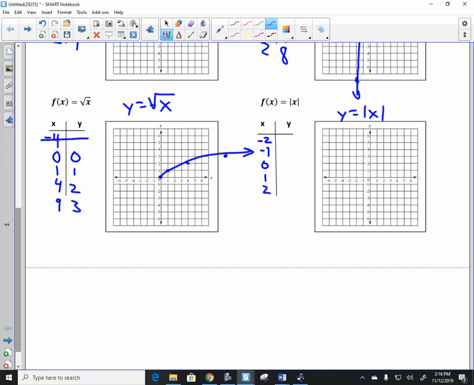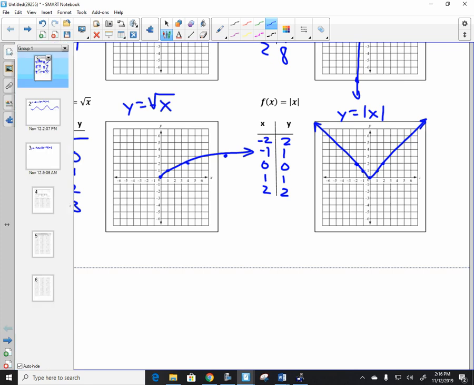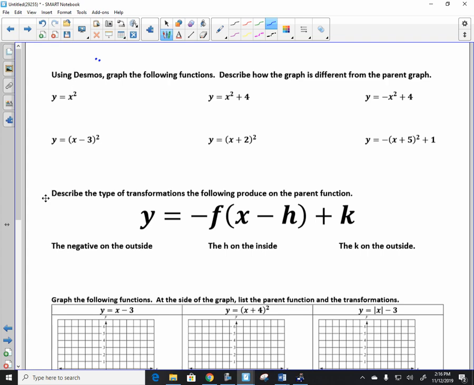The absolute value of -2 is 2. Absolute value of -1 is 1. We have 0, 1, and 2. And here you have it. So those are the 6 parent functions you want to keep in mind. We're now going to talk about what happens when you move them around. So move over to this side.